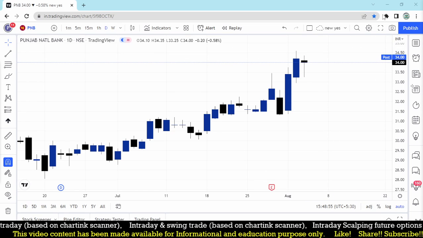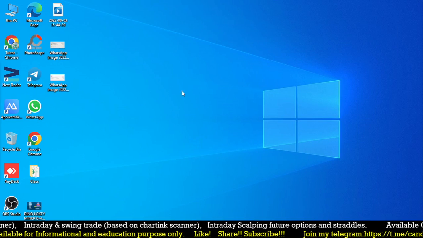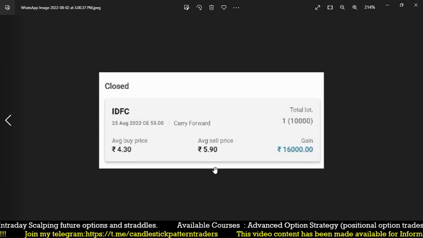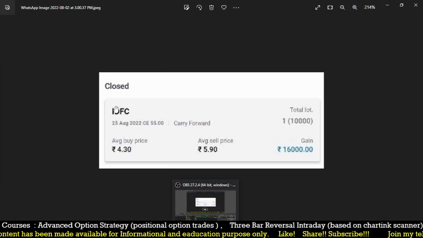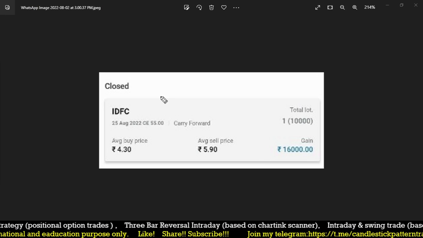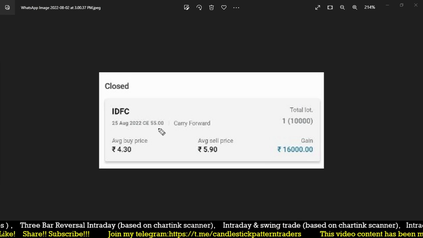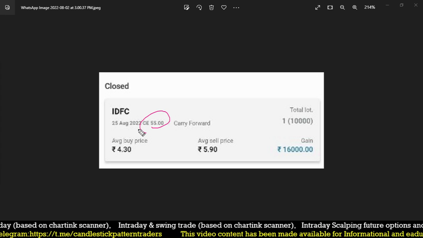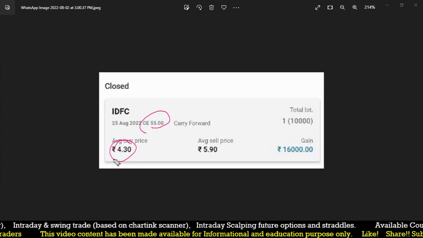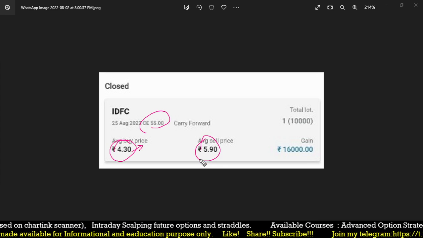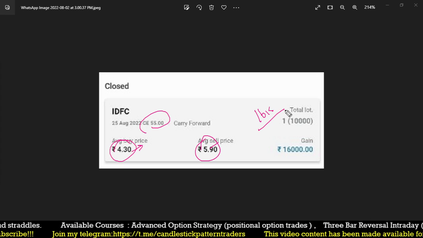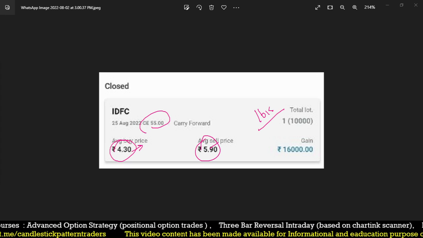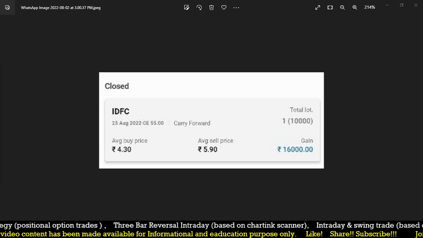So what are the stocks we have taken? The first trade is IDFC, as per the advanced option strategy. On the August contract we took the 55 call option. The entry price was around 4.3 and we exited around 5.9, so almost 16k profit on that particular option. It's positional, not for intraday, and we booked it on the same IDFC.